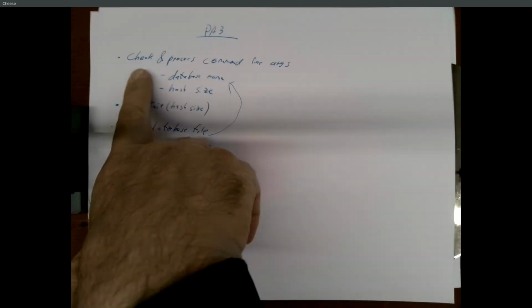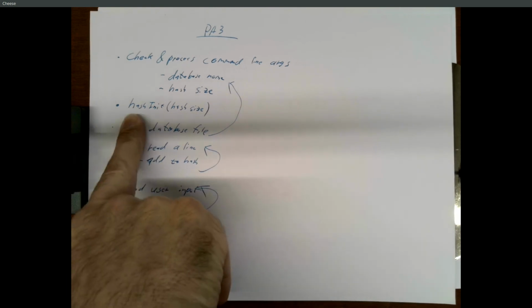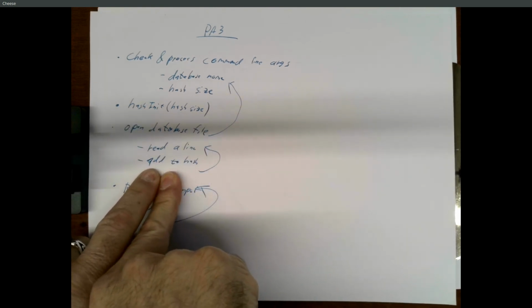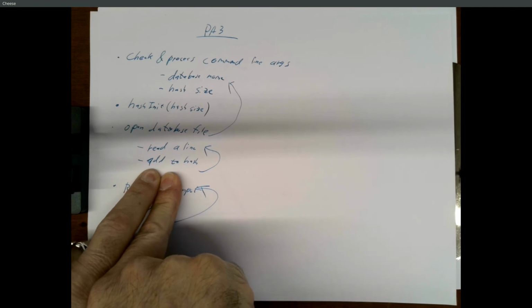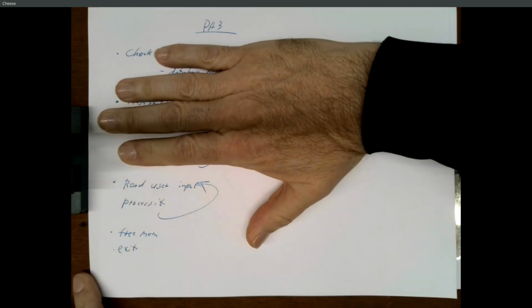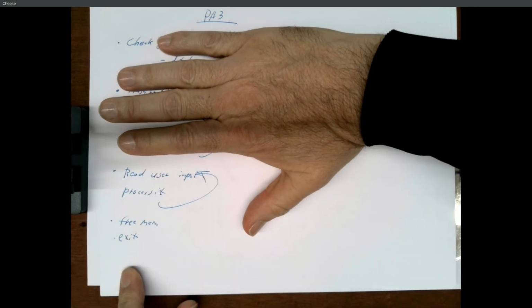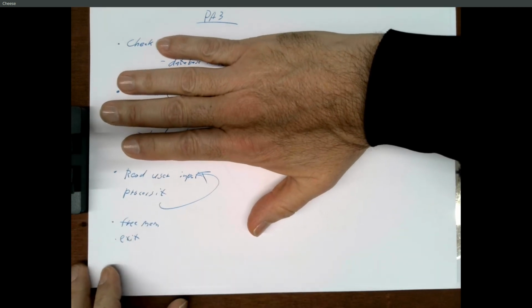All right, we have checked and processed the command line arguments. We've done hash init. We've opened the database file and read it in. We would have added it to the hash if I had a hash add function. Instead, we just printed it. We're done with all of this. Okay, we're ready to read user input, process it, and loop until the user says I'm done, and then just exit.